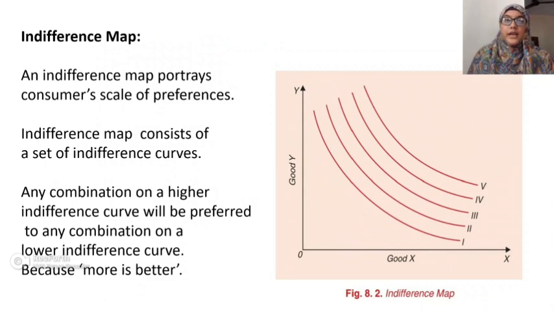Indifference map. Indifference map portrays the consumer's scale of preferences. Indifference map consists of different sets of indifference curves. The higher the indifference curve, the higher the satisfaction the consumer gets. The reason for this is that more is better. The more the quantity of good consumed, the more the satisfaction the consumer gets. If we rank the satisfaction levels, then indifference curve number 4 will give more satisfaction than indifference curve number 3, followed by indifference curve number 2 and indifference curve number 1.